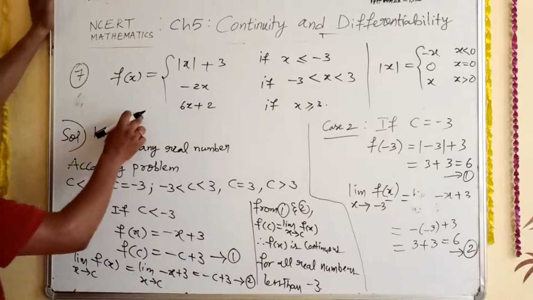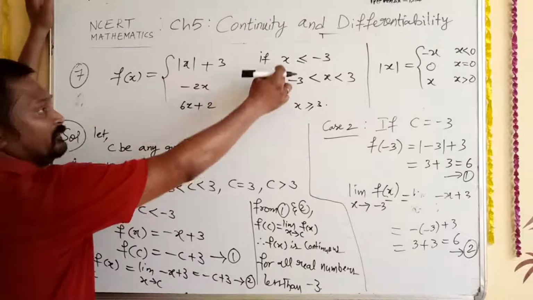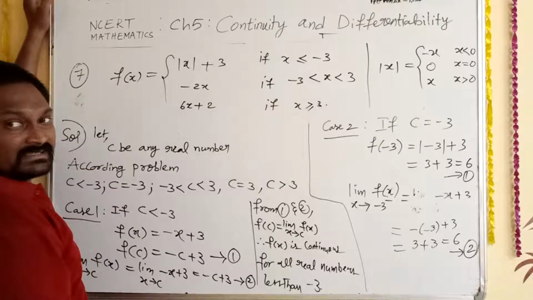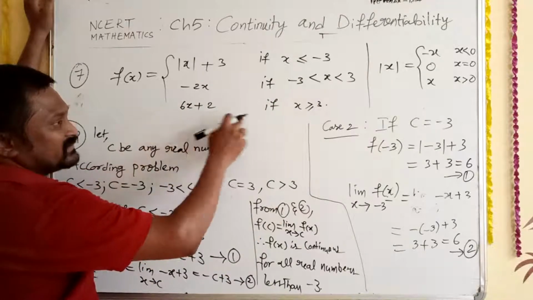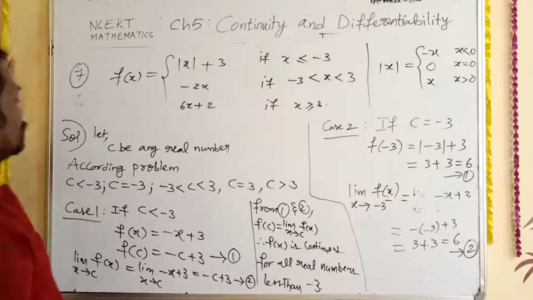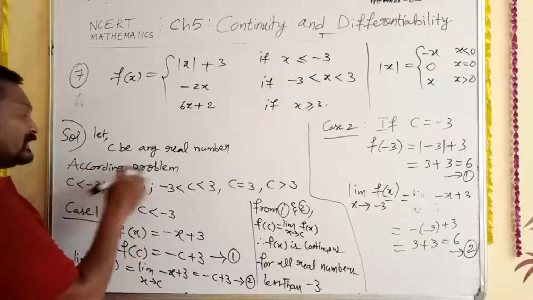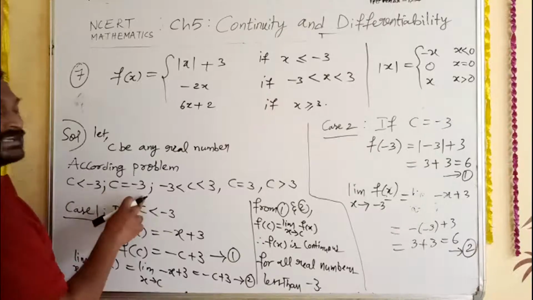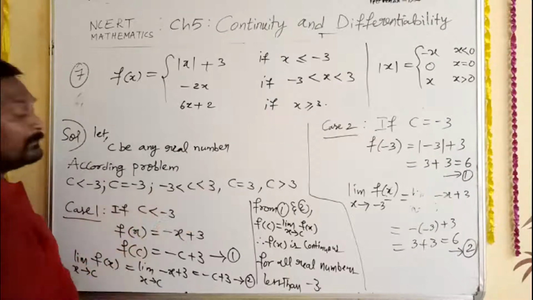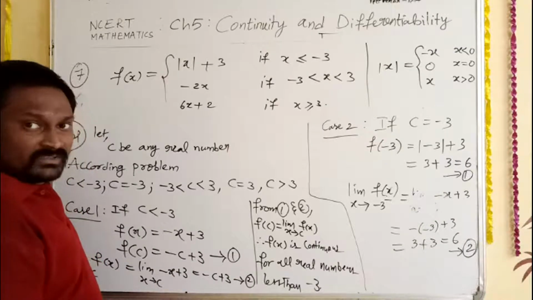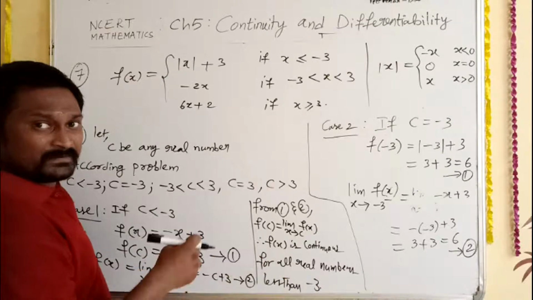Then f of x is equal to modulus of x plus 3 if x is less than or equal to minus 3, minus 2x if minus 3 is less than x is less than 3, and 6x plus 2 if x is greater than or equal to 3. This is what they have given. So what is the solution here? Let C be any real number. Then according to the problem, what conditions are possible? C is less than minus 3, C equals minus 3, minus 3 less than C less than 3, and so on. So these 5 cases we have to discuss.